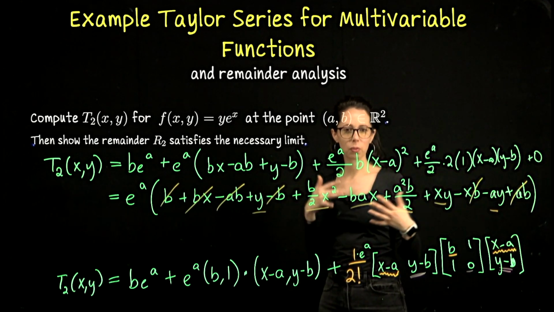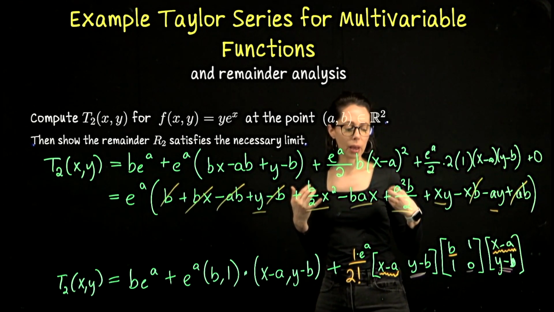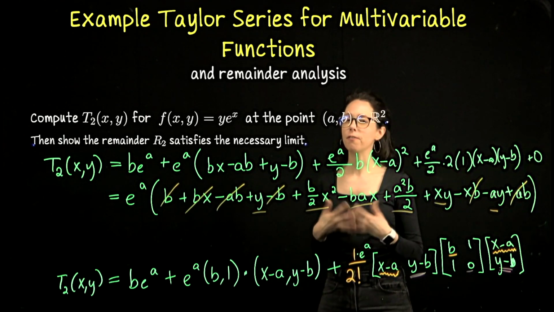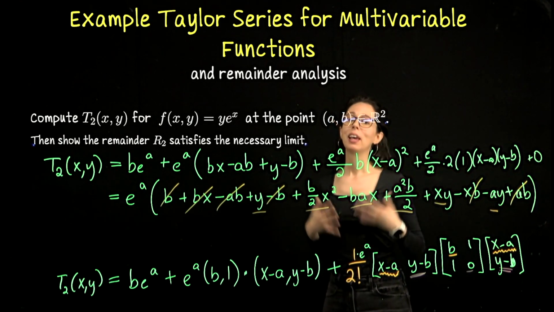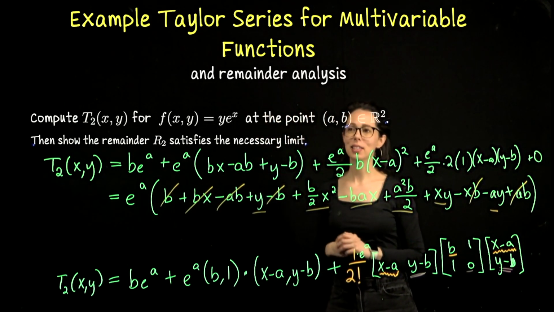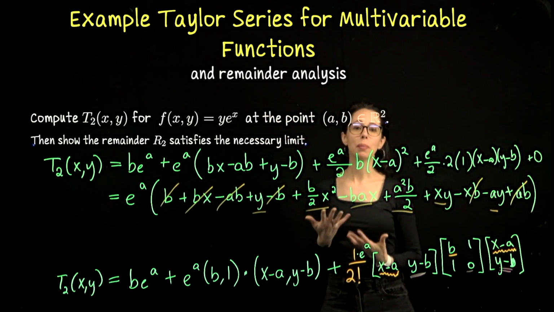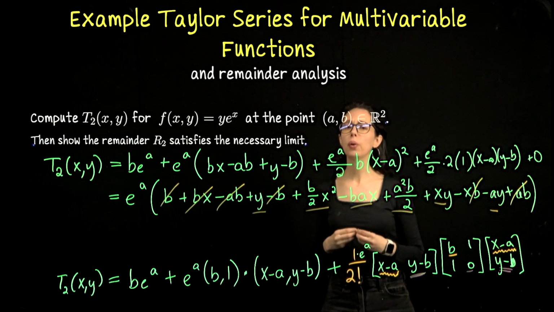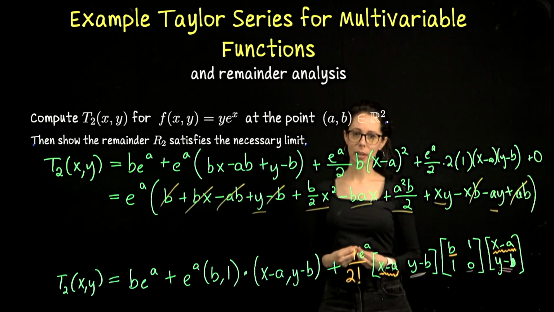So in other words, I'll show you what that means if that doesn't ring a bell, but we will check that the remainder vanishes suitably fast. It will, because this function is nice and smooth. It's going to be well approximated by its Taylor series near a, b, meaning it's going to satisfy the necessary limit, but I'll show you how to do the algebra to back up that statement.